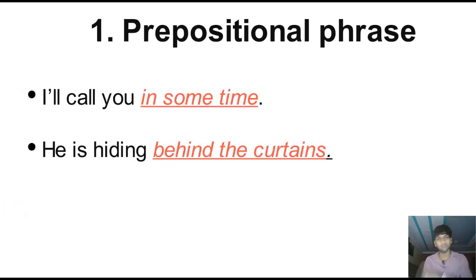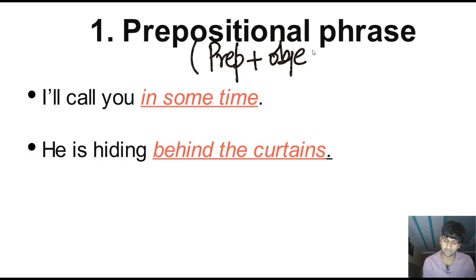Number one, prepositional phrases. A prepositional phrase is a phrase that starts with a preposition followed by the object of the preposition. This is what a prepositional phrase is. First comes the preposition, followed by the object of the preposition. Now, a prepositional phrase can function as an adverb. When it functions as an adverb, we call it an adverbial phrase. Examples: I will call you.